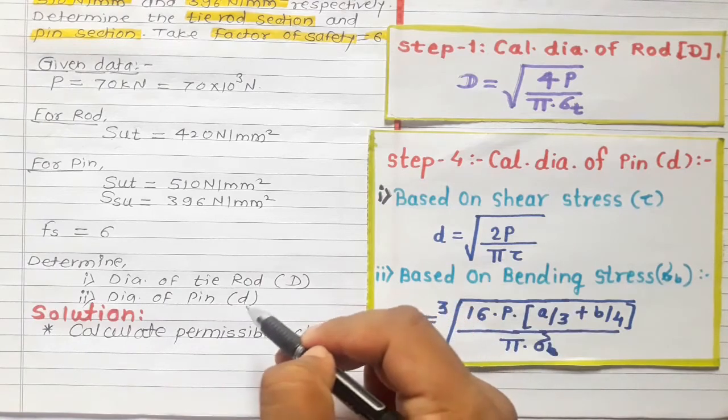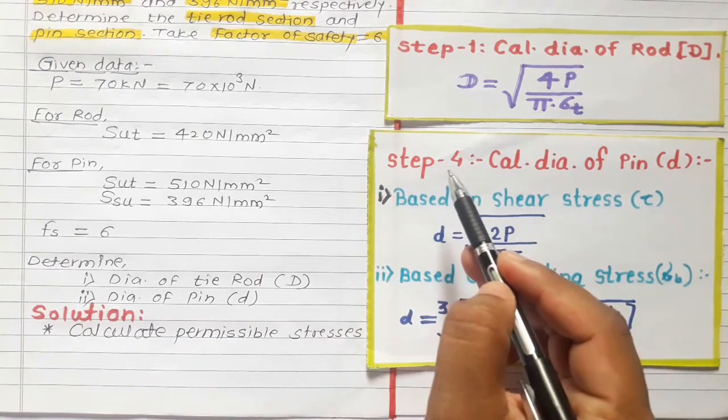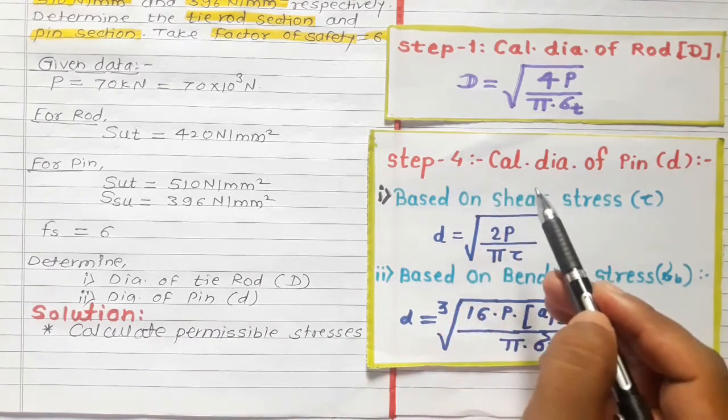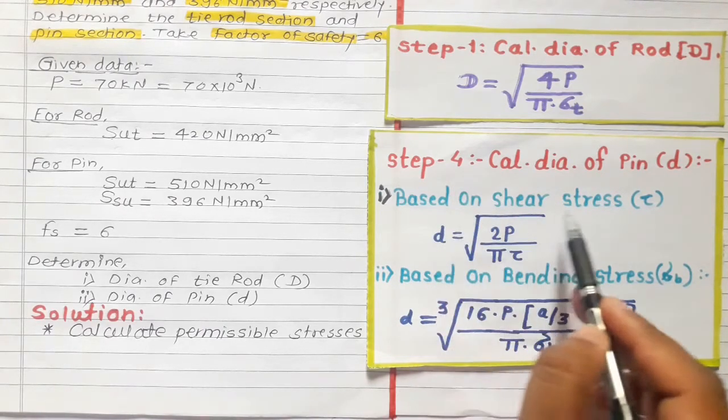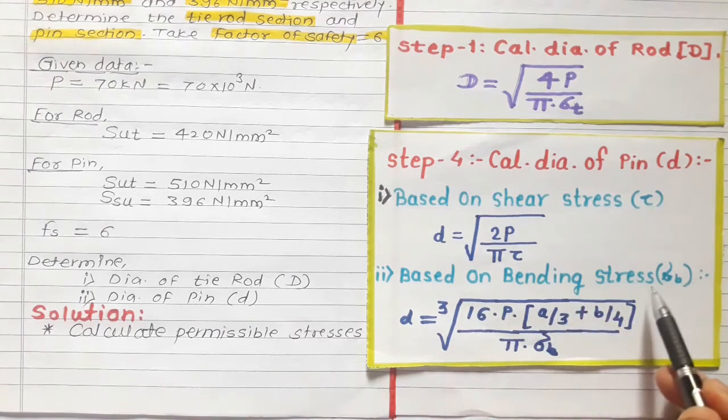And this diameter of pin, small d, can be calculated from step number 4 of the design procedure of knuckle joint. In this step number 4, we can calculate the diameter of pin based on shear stress tau and based on bending stress sigma b.